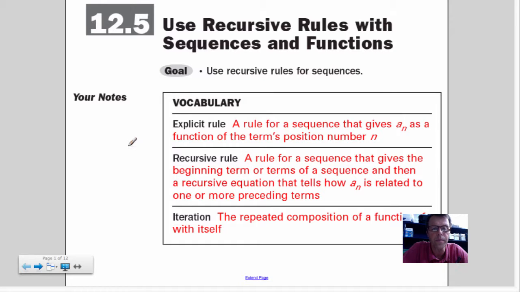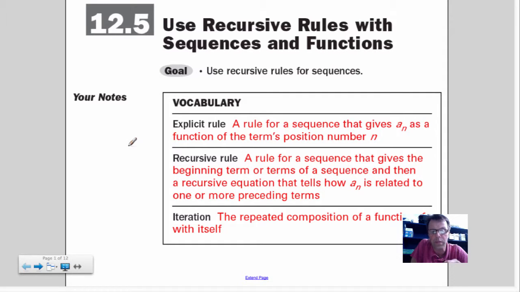This section is called Use Recursive Rules with Sequences and Functions. And so we have some vocab. An explicit rule is a rule for a sequence that gives the nth term, a sub n, as a function of the term's number. So you can't jump ahead and say, oh, let's figure out the 50th term without knowing the 49th and the 48th and the 47th and so on.